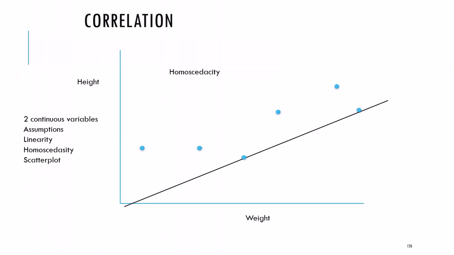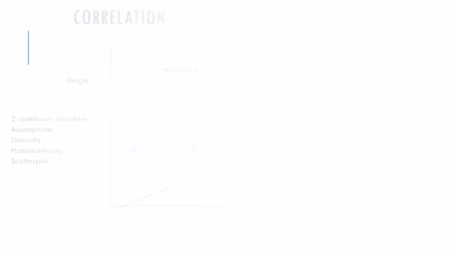So again, let's look at some of the requirements. You have 2 continuous variables. Your assumptions here are linearity, homoscedasticity, and you're looking at a scatter plot. So here's an example of homoscedasticity, meaning the variance is about the same through the range of scores.